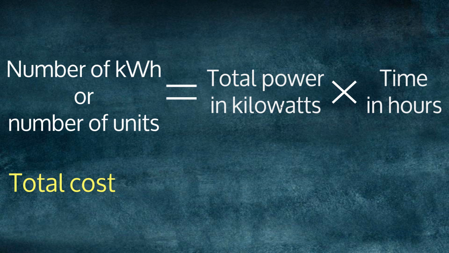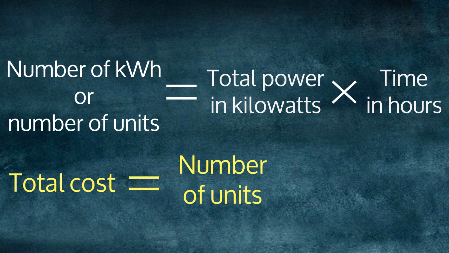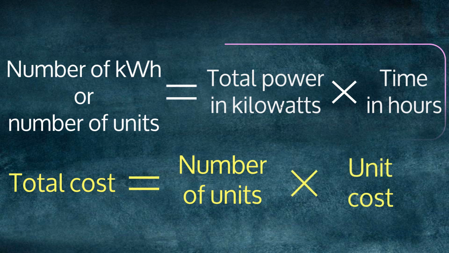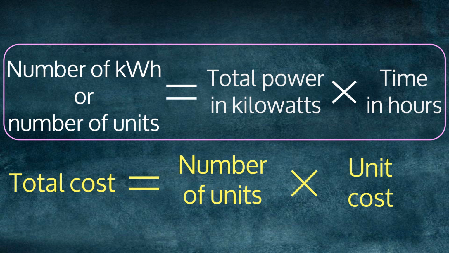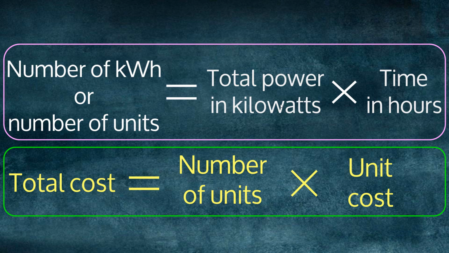Number 2, how do you get the total cost? The bill. Total cost is equal to the number of units times the unit cost. So these two formulae, the first one, number of kilowatt hours, or the number of units, is equal to the total power in kilowatts times the time in hours. And the second one, the total cost, is equal to the number of units times the unit cost. These two formulae are very important. Please don't forget them. Thank you.